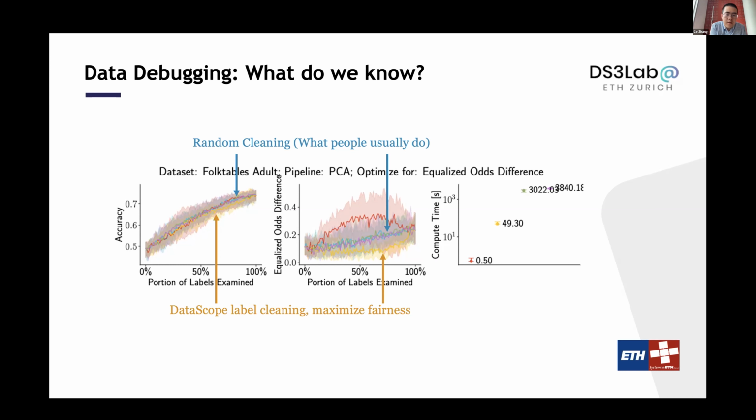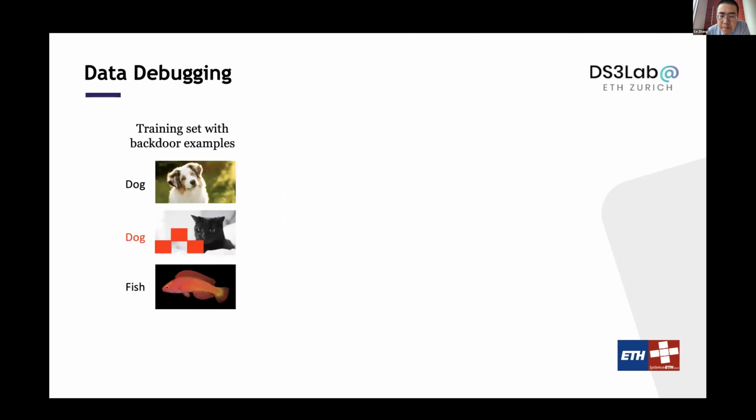So here you can see, you can have a data cleaning process that improves your accuracy really fast as all the other strategies, but has much better fairness compared with all the other strategies. On the other hand, it's also much faster. So you can also use this to improve the robustness of your model.